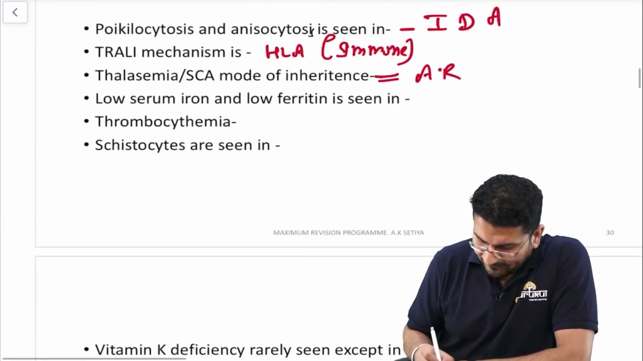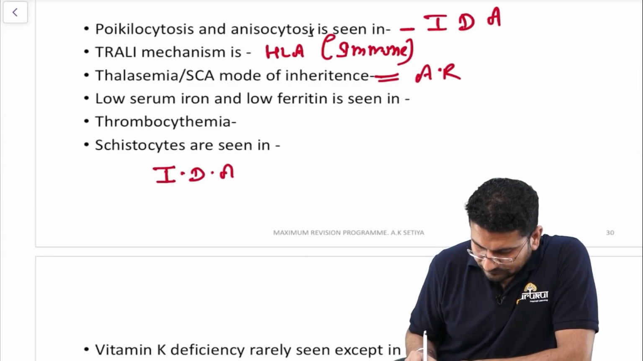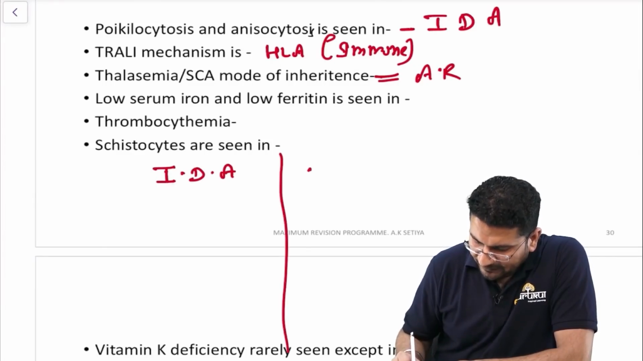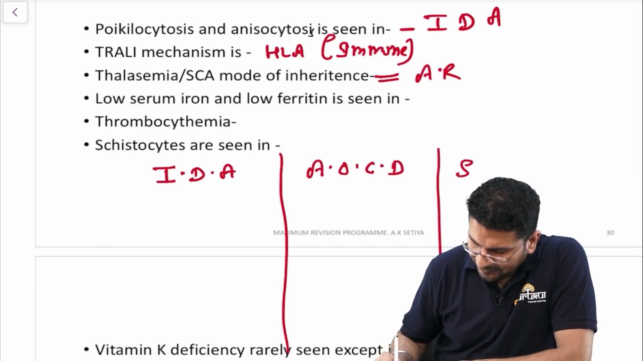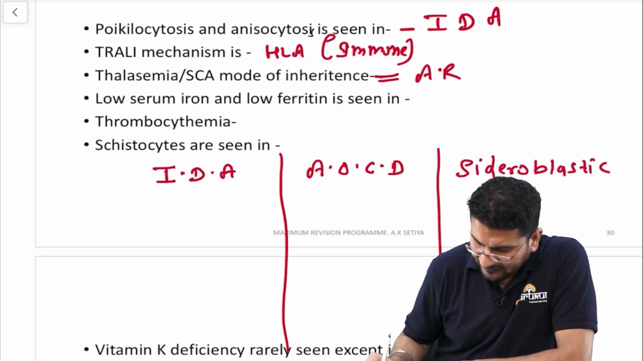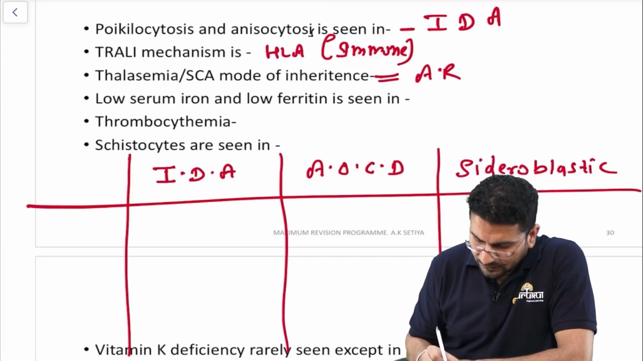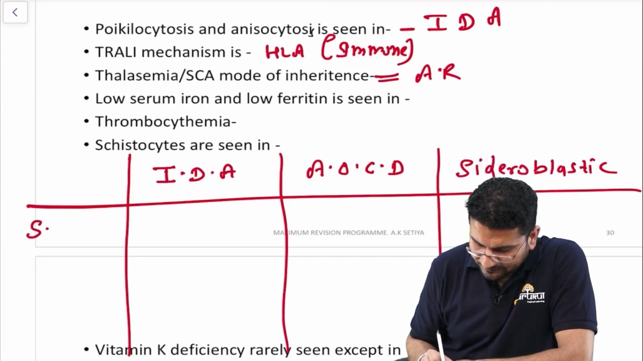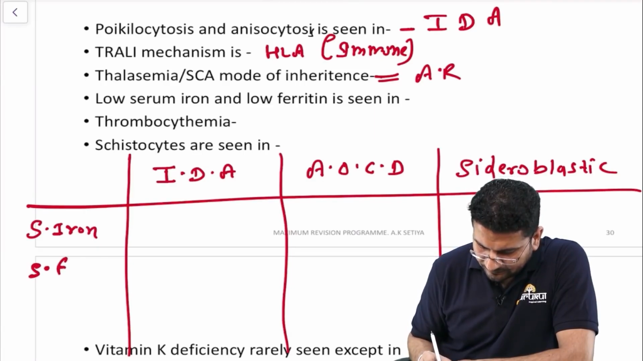So if I say we need to compare iron deficiency anemia, we need to compare anemia of chronic disease, and we need to compare sideroblastic anemia. As you know, these all are microcytic anemia, so generally they ask a question on this. The parameters that they give in exam are serum iron, or they can ask you serum ferritin, or they can ask you TIBC.